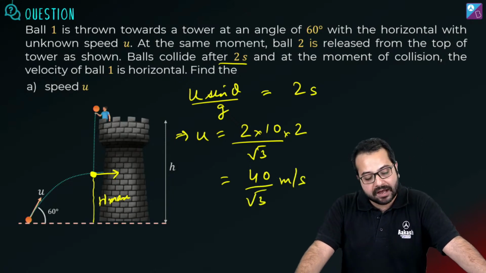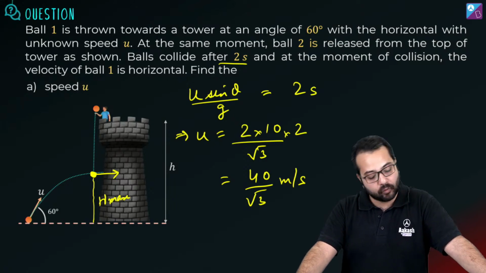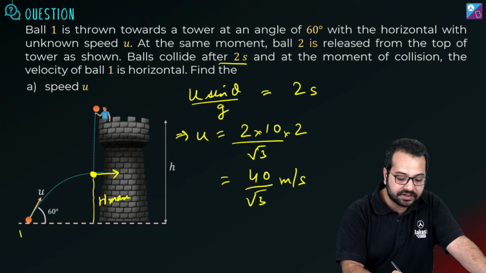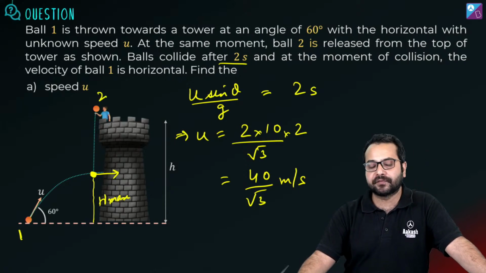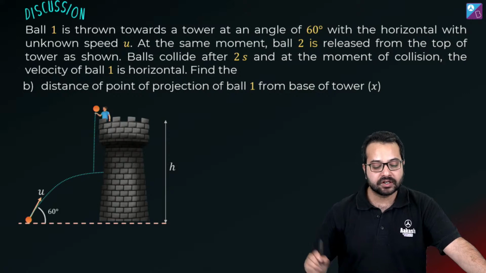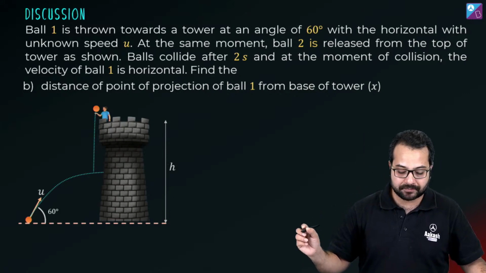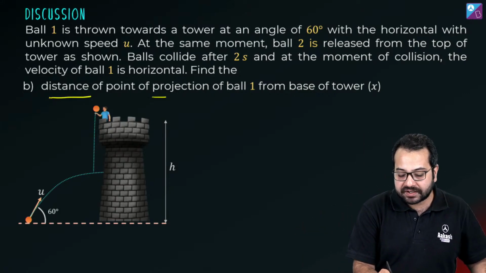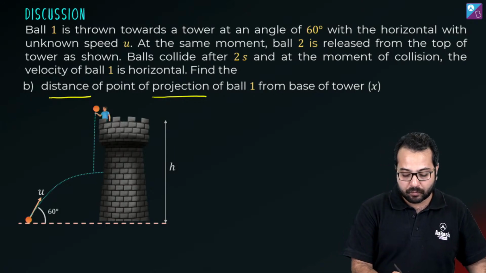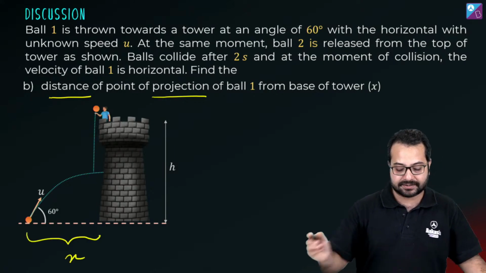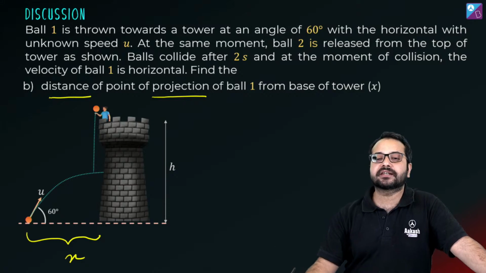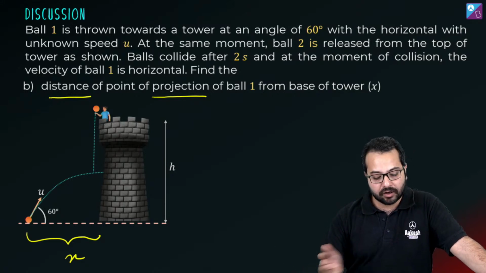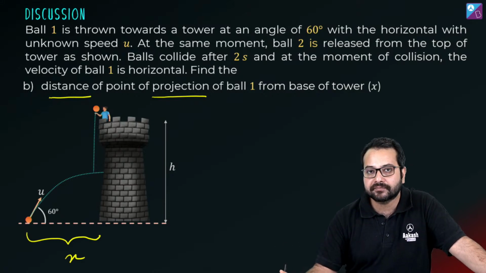Okay. So we have found out what is the velocity. Let's call this first particle. Let's call this second particle. Alright, so first part of the job is done. So now let's look at the next part of the job. We want to find out what is the distance of point of projection, meaning we want to find out this distance x. Now what is this distance x? This is simply the horizontal displacement. Do you agree? This is simply the horizontal displacement.